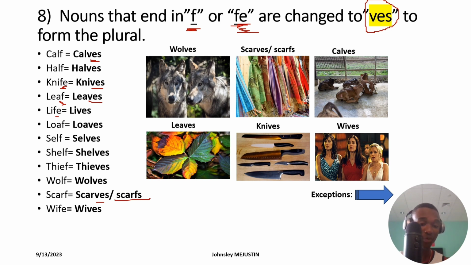So wife turns out to be wives. You see? So this is what we call a wolf. A wolf is what we call in French loup. It looks kind of like a dog. So one wolf, two wolves. This is foula in French or Creole. We call that foula. That's scarves or scarfs.